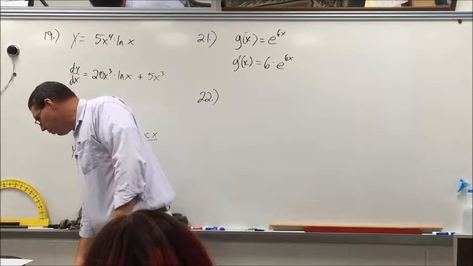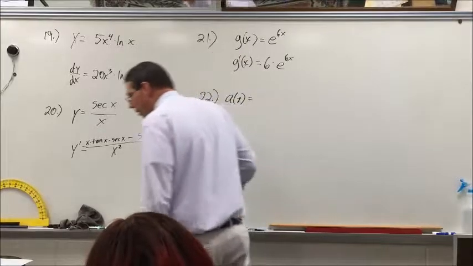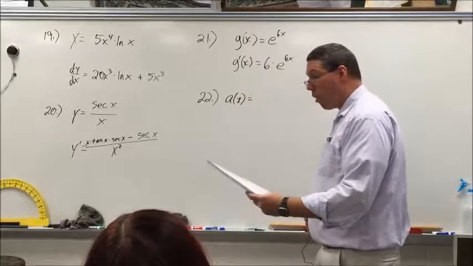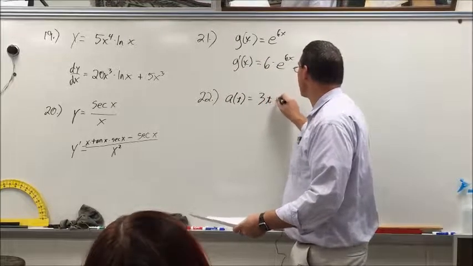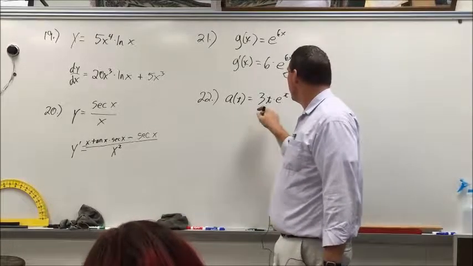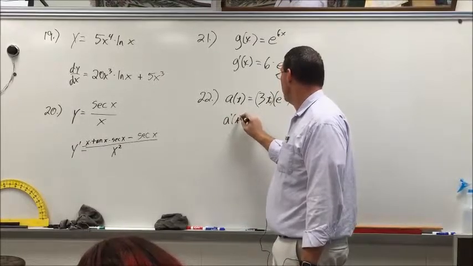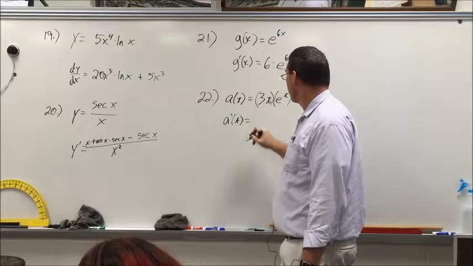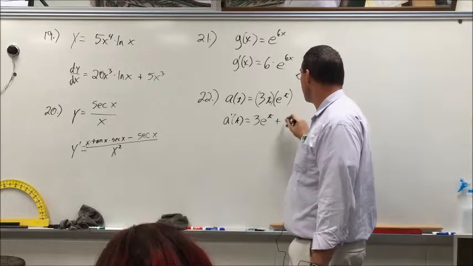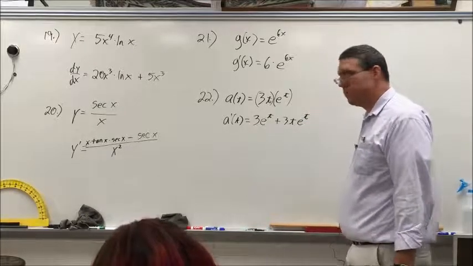All right, 22. A of t. Let's look at it. What'd you say, Tiffany? That's a product rule. This is 3t times e to the t. So we had a product of 3t times e to the t. So a prime of t is equal to derivative of this, 3, times that, e to the t, plus this, 3t, times the derivative of e to the t, which is e to the t, and we're done.